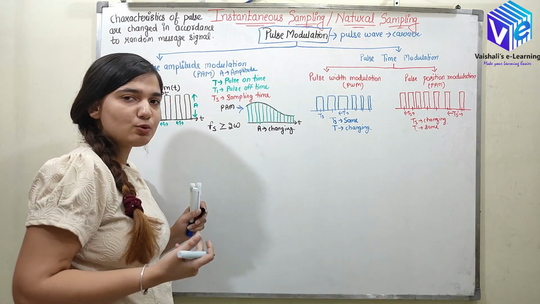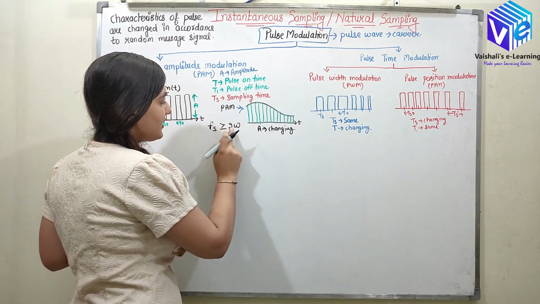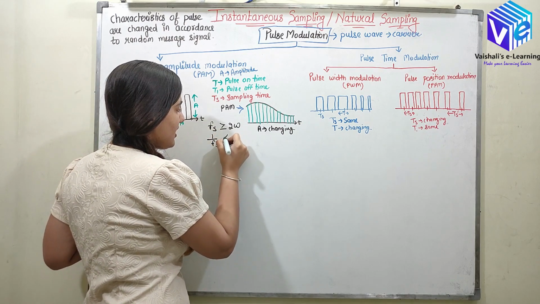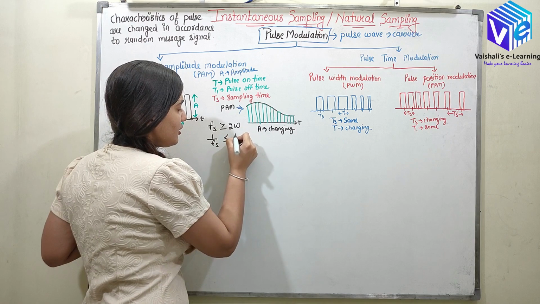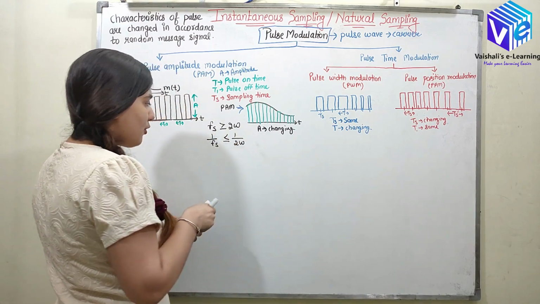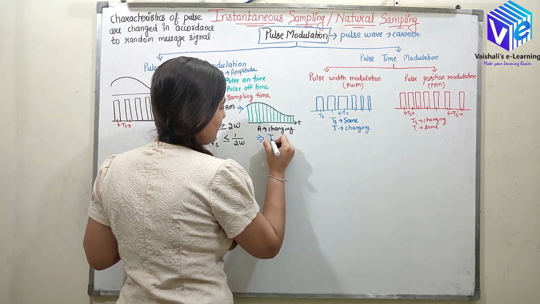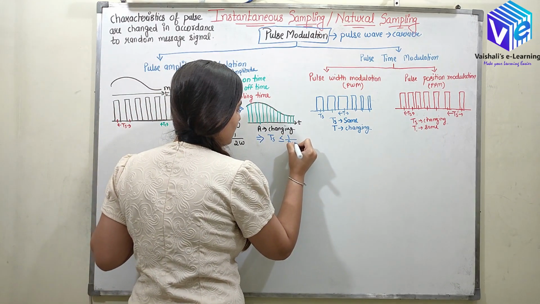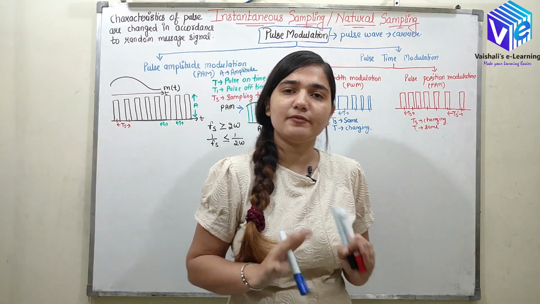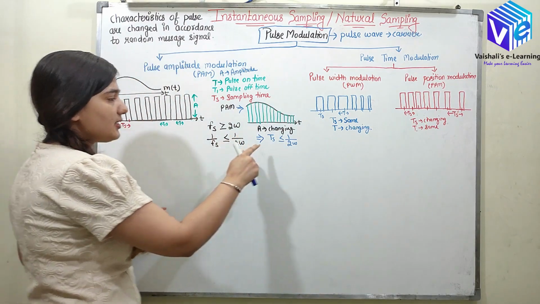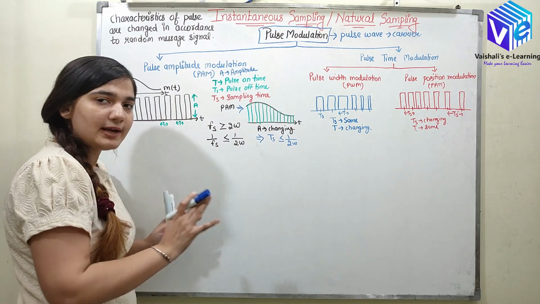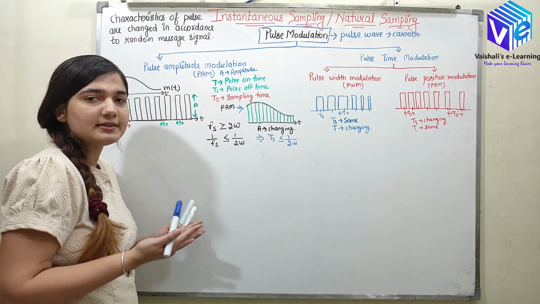I am taking the maximum frequency to be W. So Fs is greater than or equal to 2W. If I take the reciprocal, 1 upon Fs, now the sign will reverse, so 1 upon 2W. What is 1 upon Fs? 1 upon Fs is Ts. So I can say Ts is less than or equal to 1 upon 2W, then only these types of modulation will take place. So the only condition is Ts is less than or equal to 1 upon 2W, then I can modulate my pulse and I can recover my signal back also.